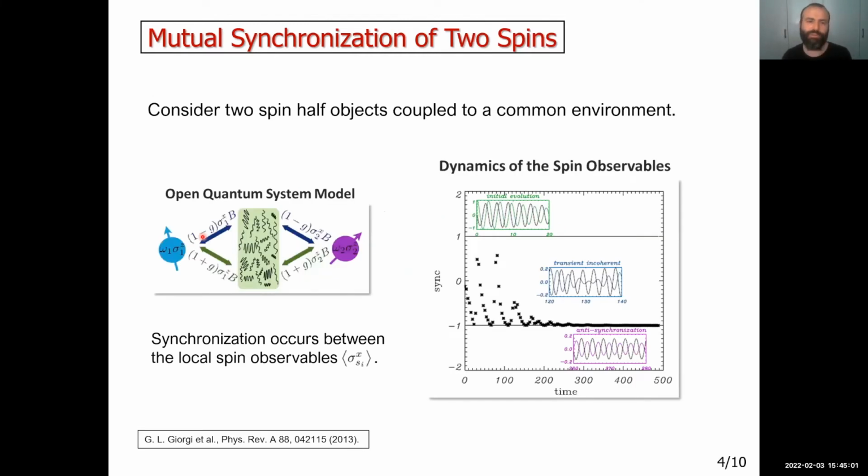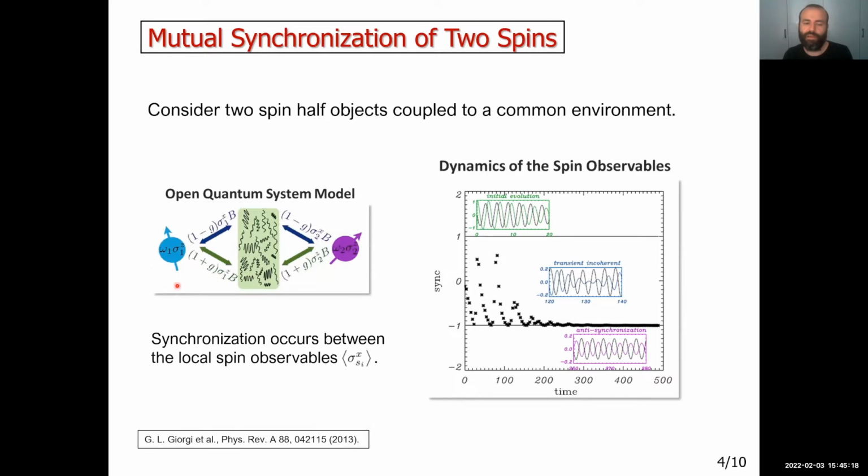which introduced this concept. Just to give a physical model, I want to say a few things about this. Here, let's once again consider two spin-half objects, and they are coupled to a common environment through some interaction Hamiltonian.